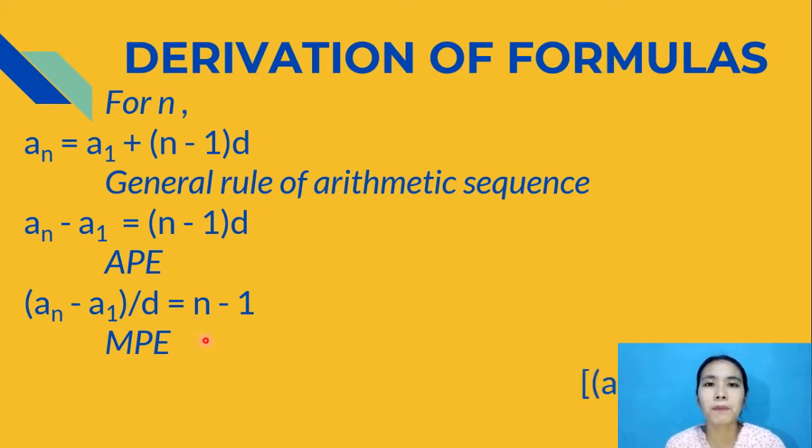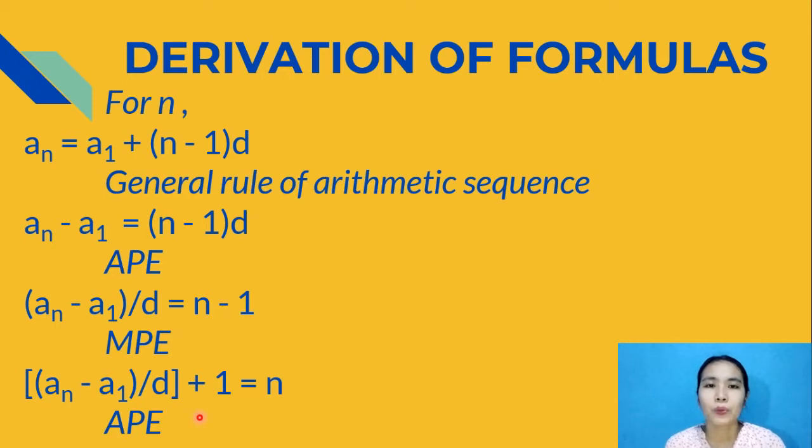That is why we apply again the addition property of equality or APE. We add positive 1 to both sides. So a sub n minus a sub 1 over d plus 1 is equal to a sub n minus a sub 1 over d plus 1. And n minus 1 plus 1, our 1 will be cancelled, so it will be equal to n. Therefore, the formula in finding n will be a sub n minus a sub 1 over d plus 1.